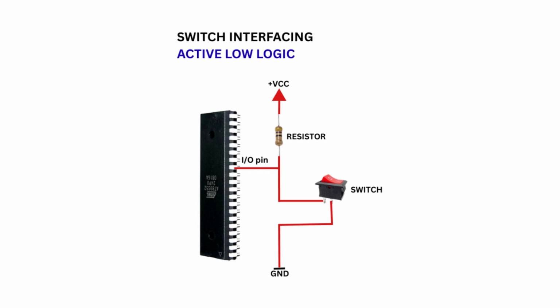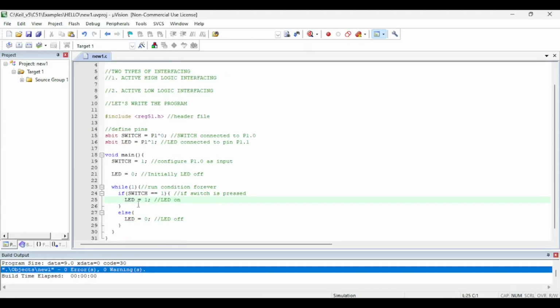Then hardware wiring. One side of the switch is connected to ground and the other side of the switch is connected to the 8051 input output pin, and a resistor is connected between VCC and the 8051 input output pin. Now let's see the program for active low logic interfacing. So here the only change is in the if statement. Here change to if (switch == 0), then the LED will be on, otherwise the LED will be off.